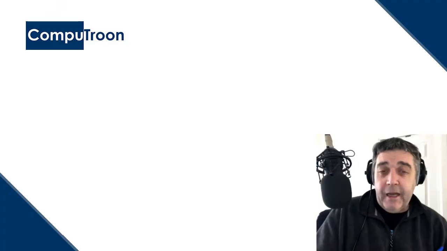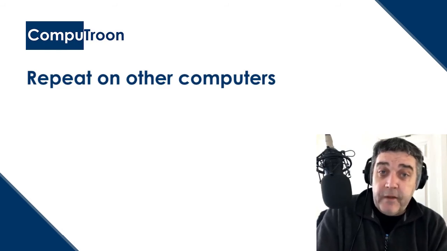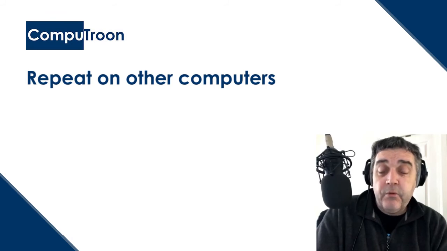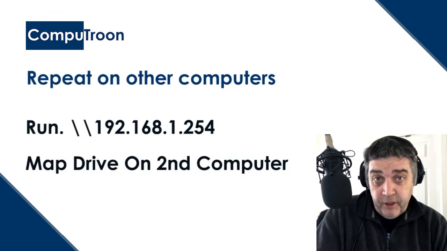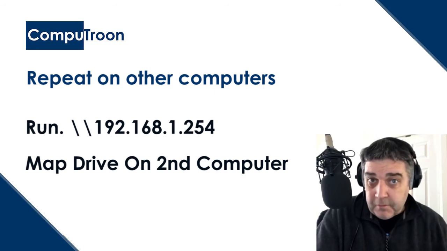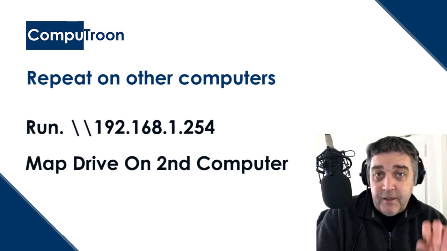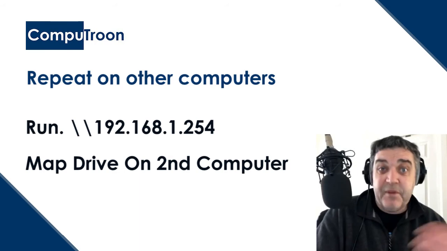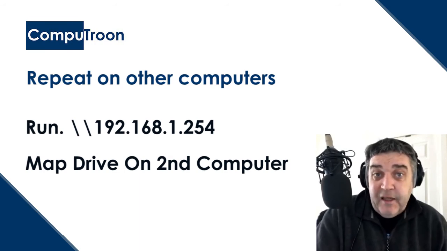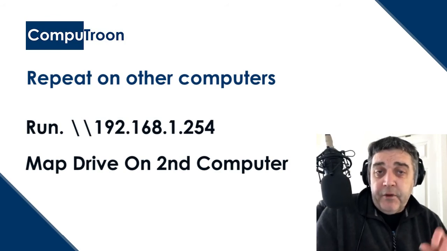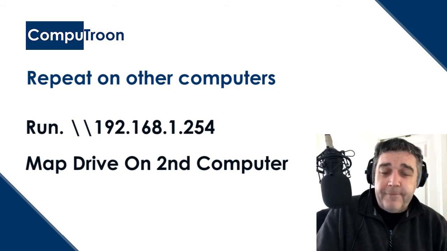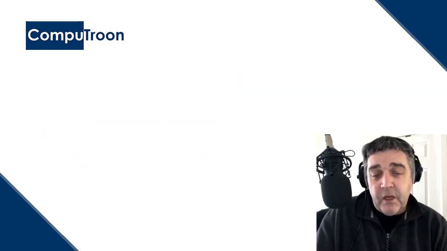And of course, to make the drive show up on the second or third computer that you have on your home network, repeat the process. Open up Run, backslash backslash default gateway number 192, and so on. In that goes, okay, right click, map the drive, same procedure. Give it the same letter if you want, or a different letter, it doesn't really matter. But the drive will show up on both computers, allowing you to drop files between different computers on your network.